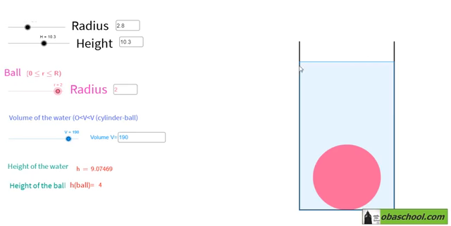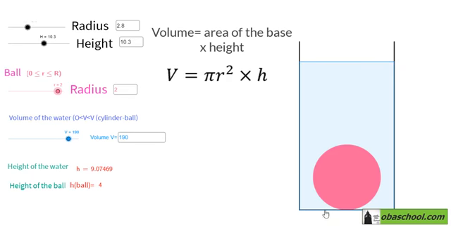Let's find the new volume in this measuring cylinder. We know that the volume is equal to the area of the base multiplied by the height. The area of the base is equal to pi r squared multiplied by h. The height here is equal to 9.07469, and the radius of this cylinder is equal to 2.8.